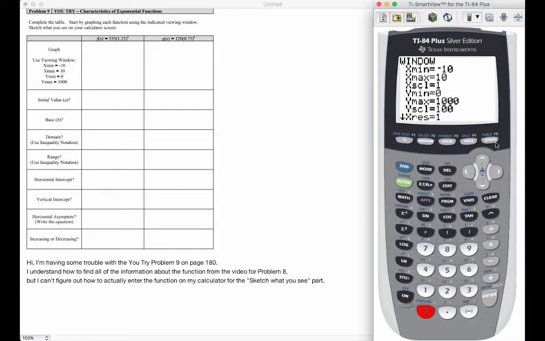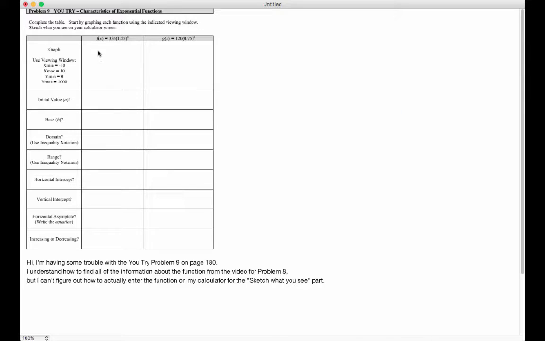Okay, so now we just press graph, and we get this stunningly gorgeous graph on our window. So we're supposed to come over here and make a sketch of what we see. So our graph looks not quite unlike, but similar to that, where that's our x and that's our y.